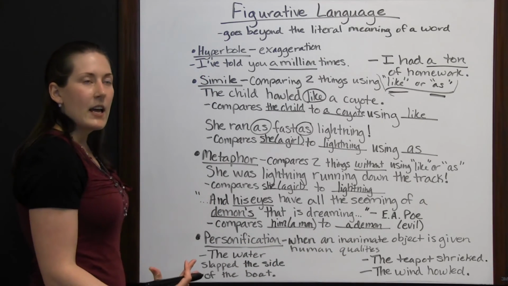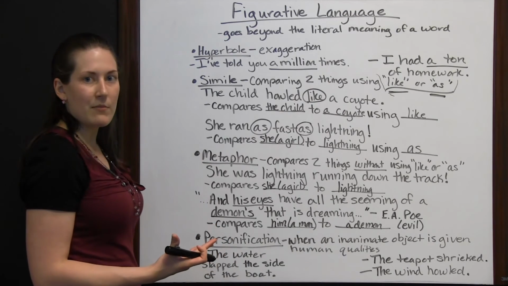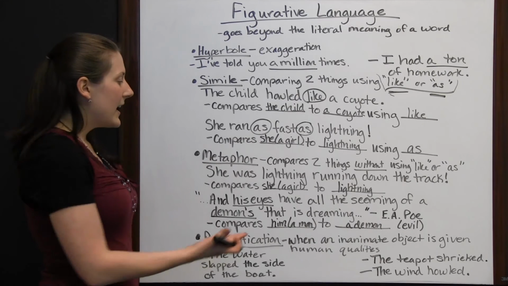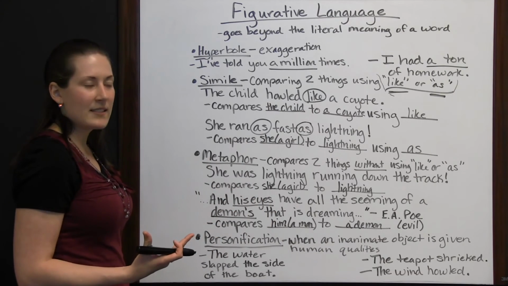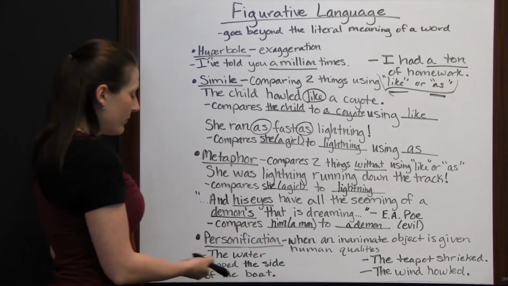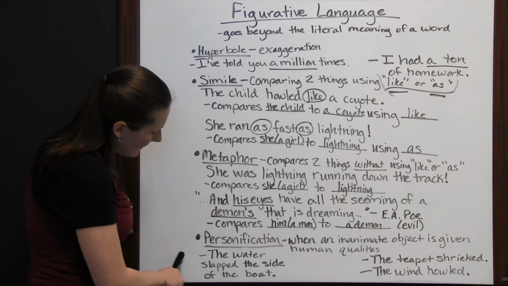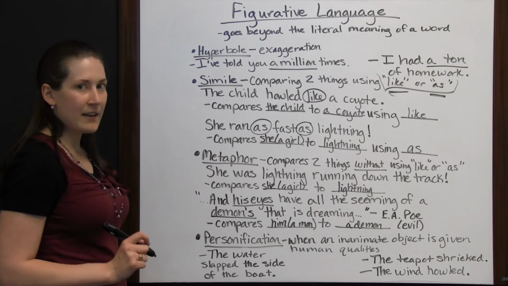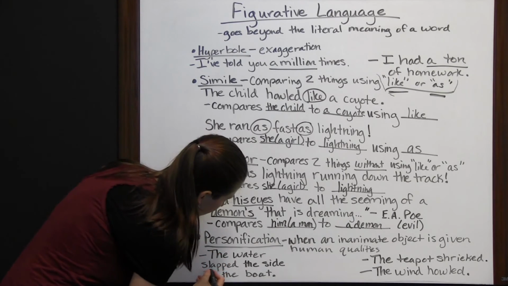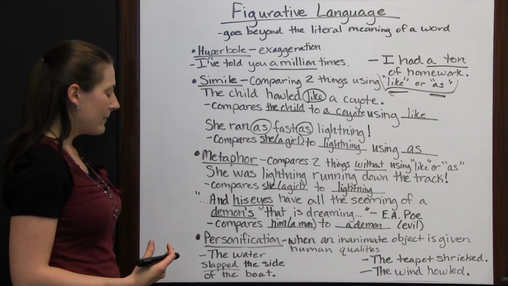You are making it do something a person would do, even though it's not something that can do these things. And remember, inanimate objects are going to be things that are not alive. A chair, a teapot, the wind, water, those are inanimate objects. So the example here, the water slapped the side of the boat. The water slapped. Can water actually slap like a person would slap?